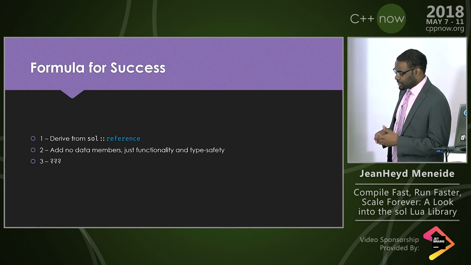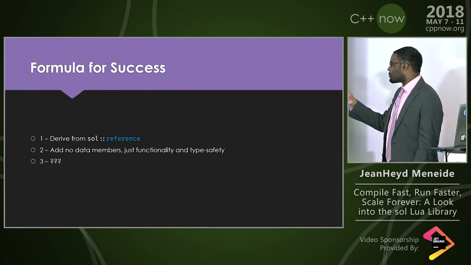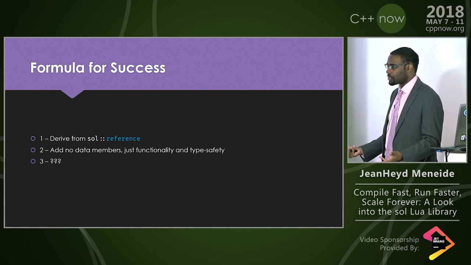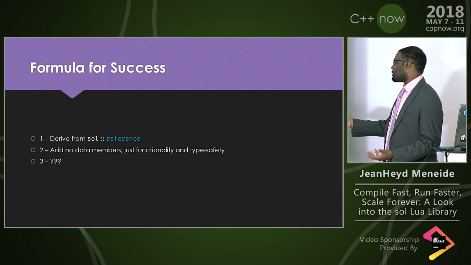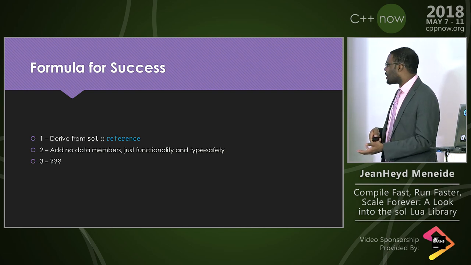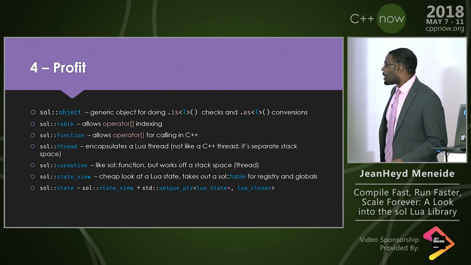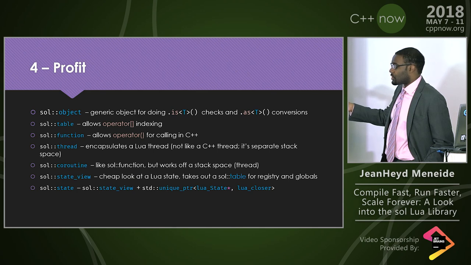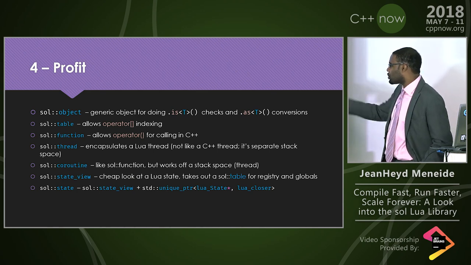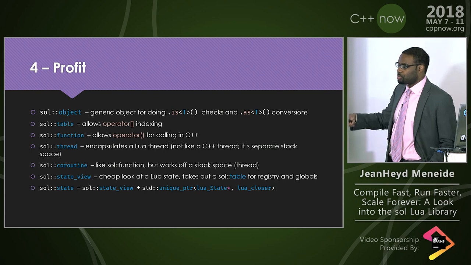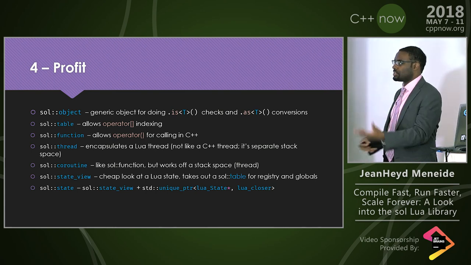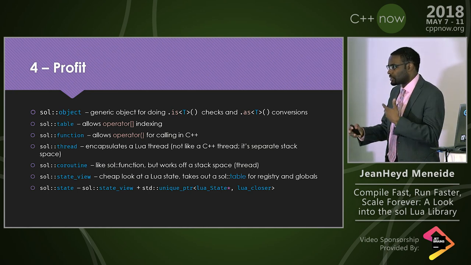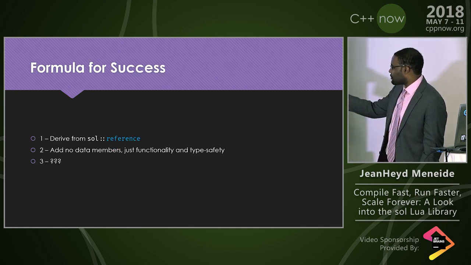So here's our formula of success when we want to create some of these abstractions, right? We derive from sol reference, because it's our rule of zero, it's our RAII type, right? We don't really add any data members, we just add functionality and type safety, and after that, we profit. So literally all of these abstractions that we have here are built on top of sol reference. So we have objects, tables, functions, threads, coroutines, state view, and state. There are no special data members or extra invariants we have to bookkeep here. Everything comes from sol reference.